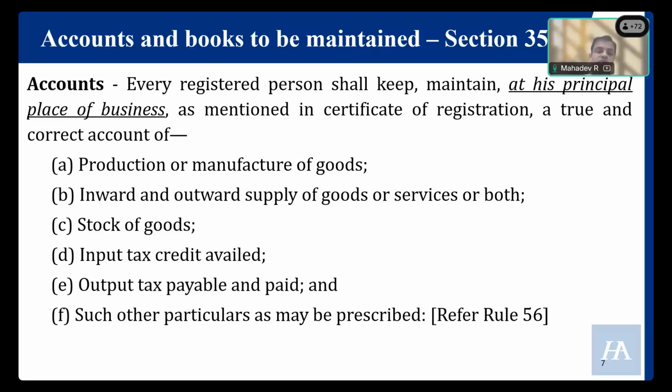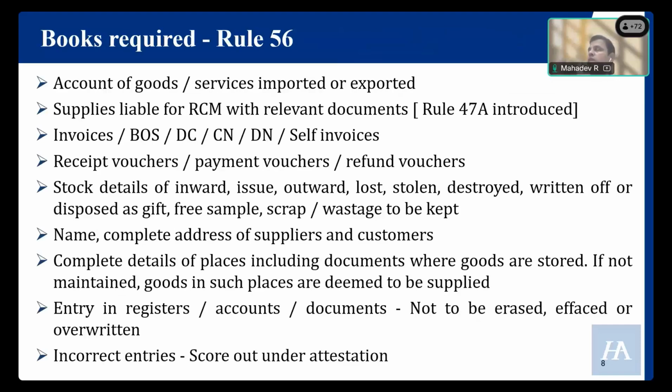There are many other particulars which have been prescribed in Rule 56. So there are at least 25 to 30 records prescribed in Rule 56. But we will understand and discuss only those which are very common for most taxpayers. Accounts of goods or services which are imported or exported will be there. Supplies liable for RCM: with respect to reverse charge compliance, we need to maintain certain records.